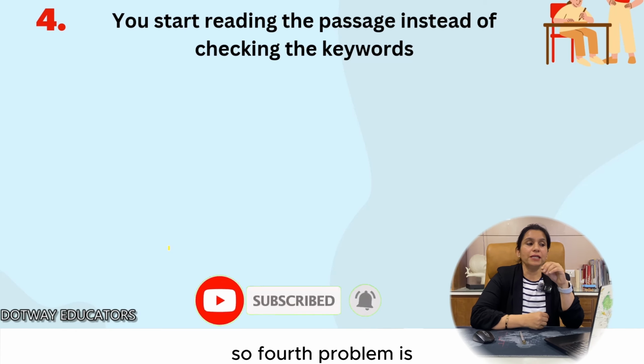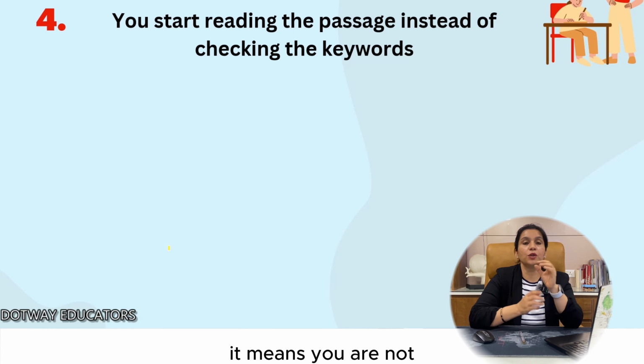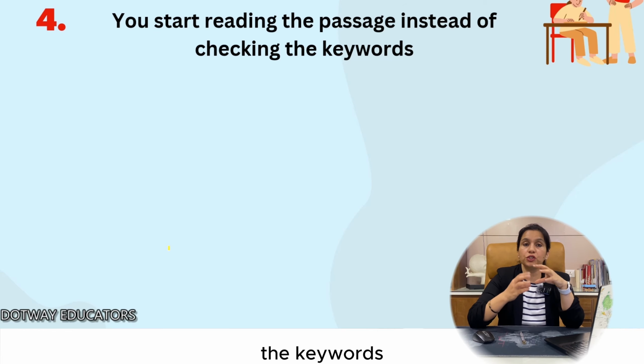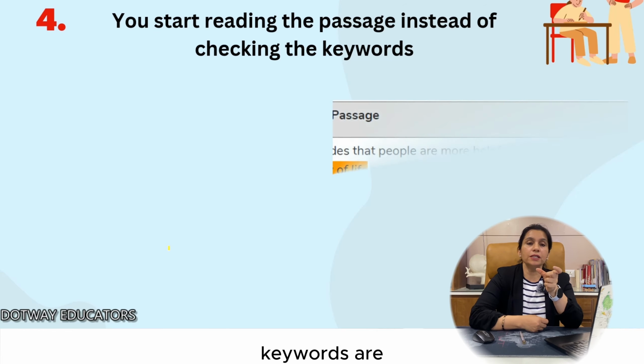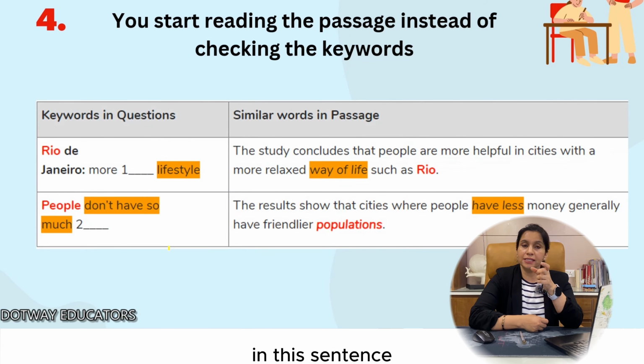So the fourth problem is that you start reading the passage instead of checking the keywords. It means you are not taking care of the keywords, you are not looking at the keywords. Keywords are the important words in the sentence, and you need to pick those up, and from the passage you need to find out the answers.